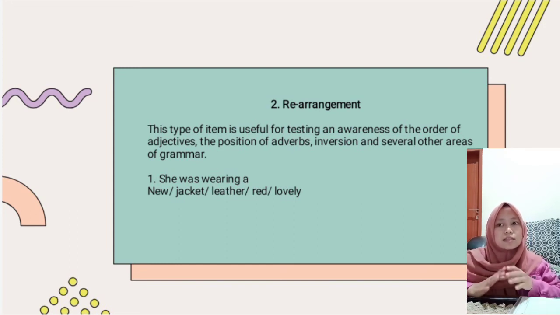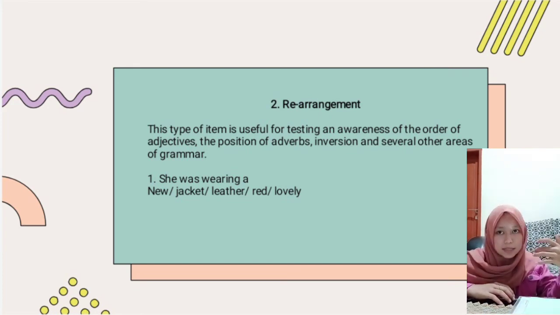Okay, the next slide for the second type of testing writing skills in grammar is rearrangement. So this type of item is useful for testing awareness of the order of adjectives, the position of adverbs, inversion, and several other areas of grammar.